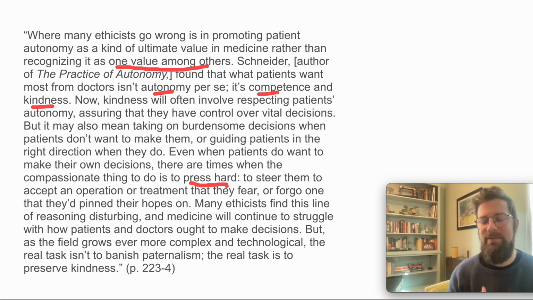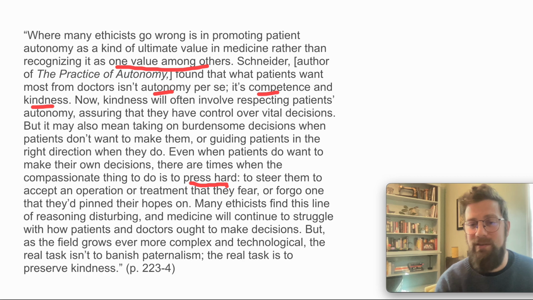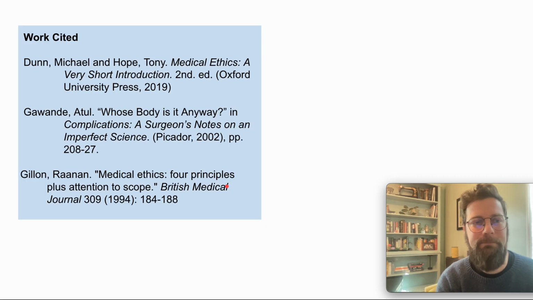So this offers us at least a counterpoint, right? Autonomy is very important, but I suppose Gawande's question is how important, and we might even find cases where respecting patient autonomy per se would be a mistake.